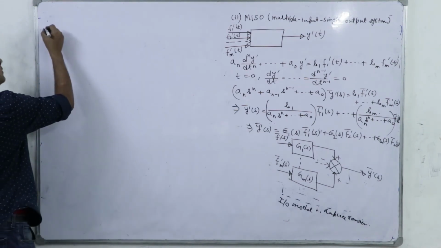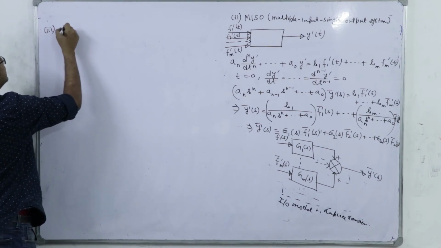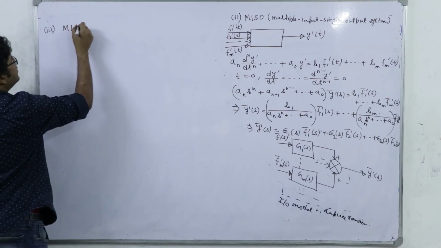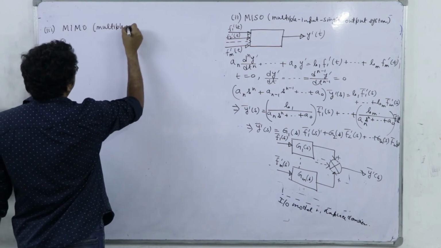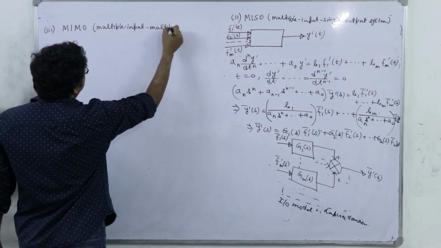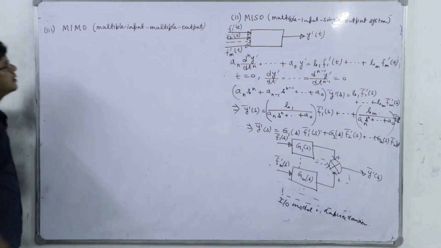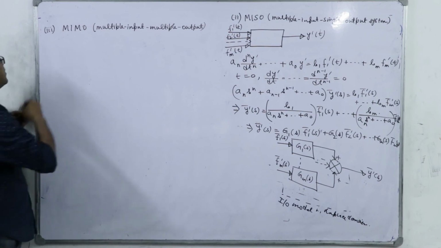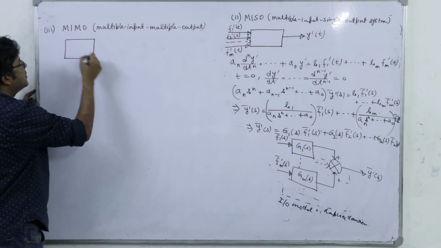So, next is the last example: MIMO, multiple input, multiple output. So we have here this.